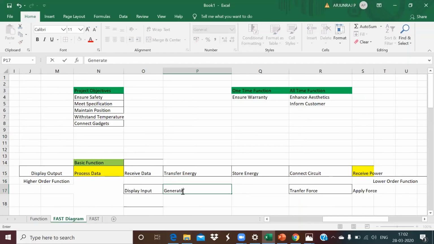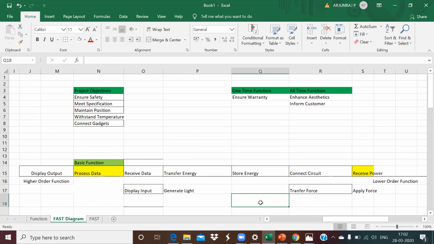Generate light is a wanted function, sir. Yes, it is a wanted function, but it takes place simultaneously. When the energy is getting transferred, the light is also getting generated. Okay, we left that. Yes, we need to include that.